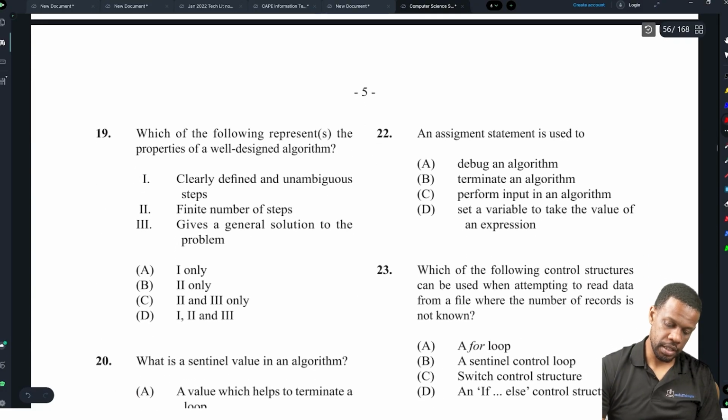18, right? 19. Which of the following represents the properties of a well-designed algorithm?